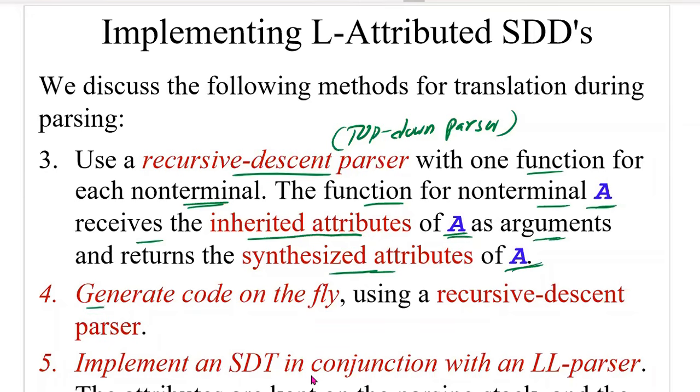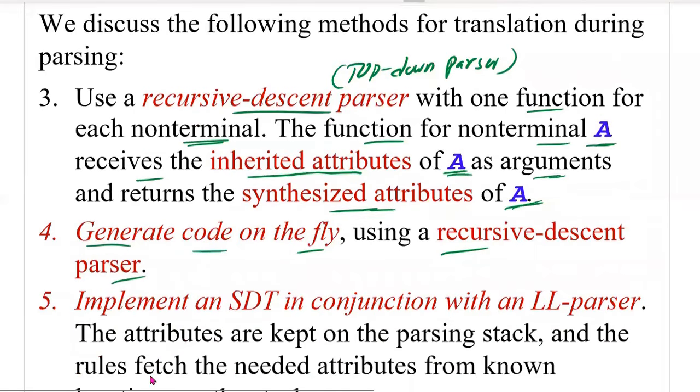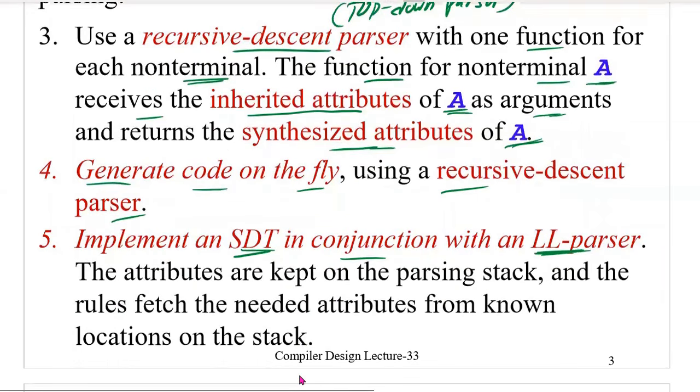Then the fourth one, generate code on the fly. That means using a recursive-descent parser, whenever code is required, you can generate it instantly. Then the fifth one, implement an SDT in conjunction with an LL parser. That is syntax directed translation in combination with the predictive parser, that is the LL(1) parser.